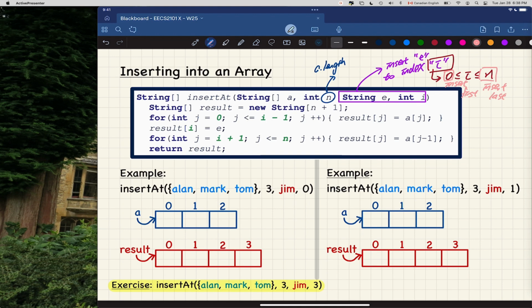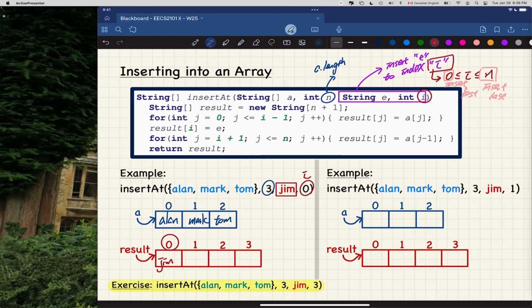Good. If I got Alan, Mark, and also Tom over here, right? That's the input array. You can see the size of the input is simply 3. I want to insert Jim at index 0. Index 0, as you can see, is over here. So think about a 0 over here is I. All right? So that means Jim should be inserted in the new array.